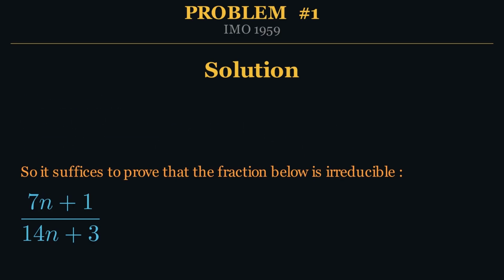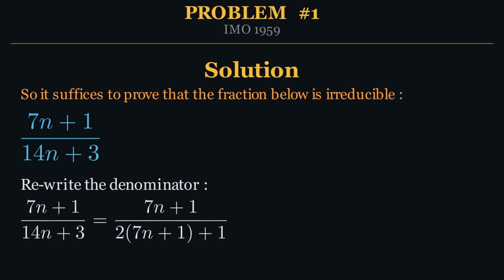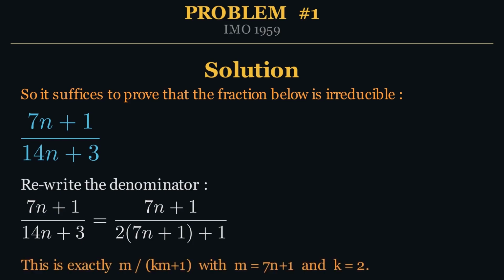Now look at the denominator. 14n + 3 is exactly 2 times (7n + 1) plus 1. So our fraction becomes (7n + 1) over 2 times (7n + 1) plus 1. That is precisely the form from our lemma, with m equal to 7n + 1 and k equal to 2. By the lemma, their GCD is 1. Therefore, the original fraction (21n + 4) over (14n + 3) is irreducible for every natural number n.